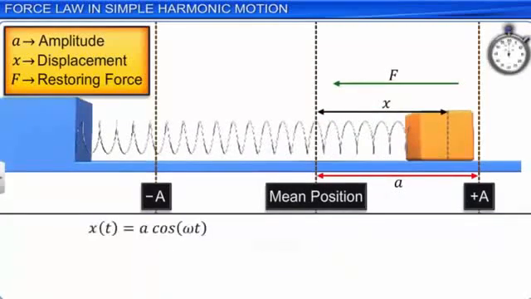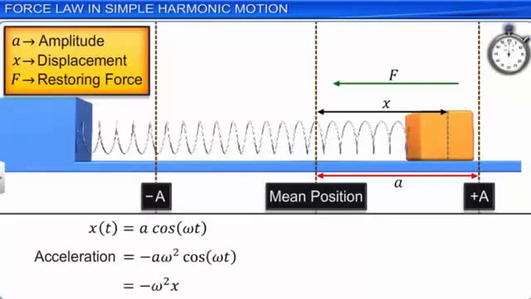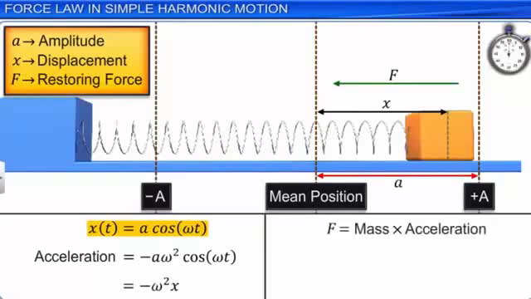Earlier we saw that the acceleration of a particle in simple harmonic motion is equal to minus a omega square cos omega t, which is equal to minus omega square x, since the displacement in simple harmonic motion is equal to a cos omega t. Using the relation force F equal to mass into acceleration, we get the equation for the force on the body of mass m in simple harmonic motion as F of t equal to minus m a omega square cos omega t, which is equal to minus m omega square x. Let this be equation 1.